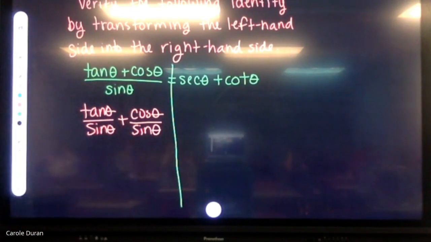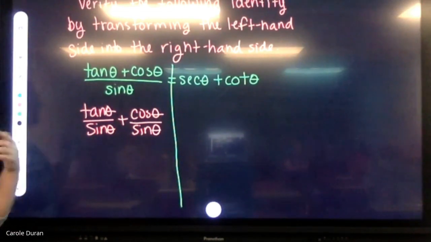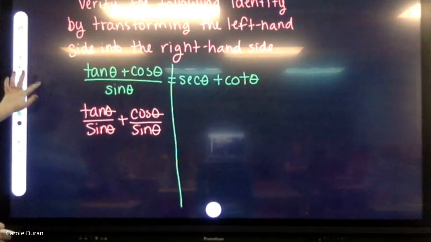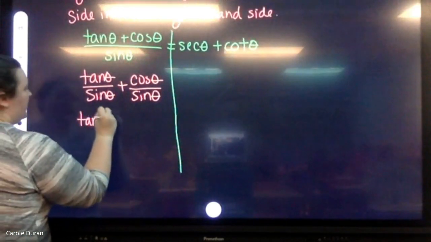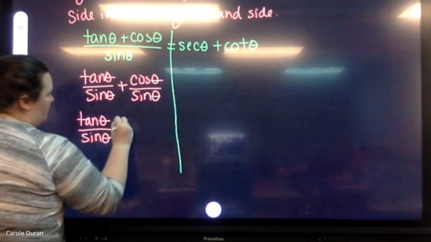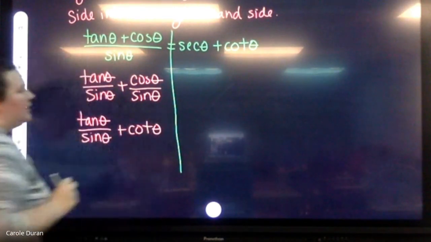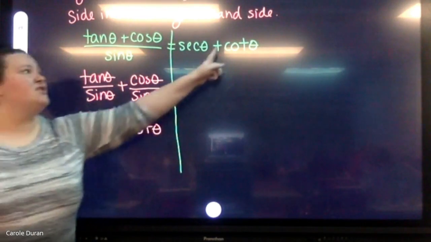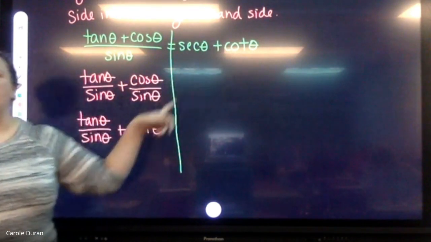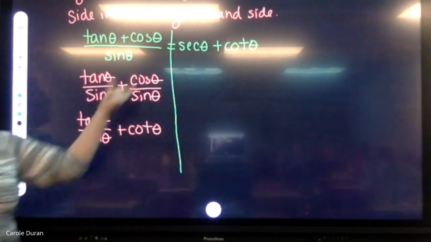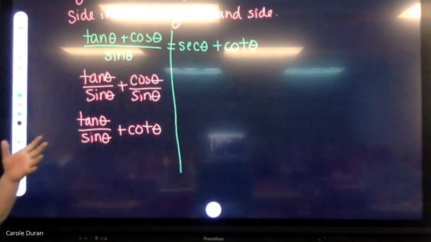Everybody see what we did there? Should we just put secant for cosine over sine? You already have it. Not secant. Oh wait, sorry, cotangent. Okay, so the first thing Ismail noticed is that cosine over sine is equal to cotangent. That's awesome. We can go ahead and put that in there. So what I have now is tangent theta over sine of theta plus cotangent of theta. This is good because I've already matched half of my identity. So the only part I have to work on now is transforming this fraction into secant of theta. So we're kind of already halfway there.